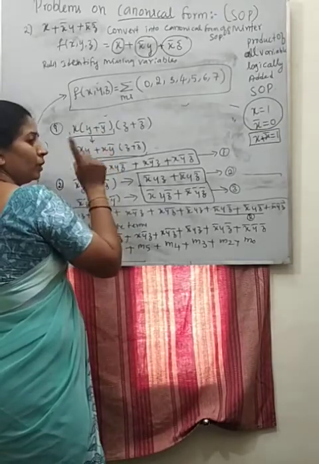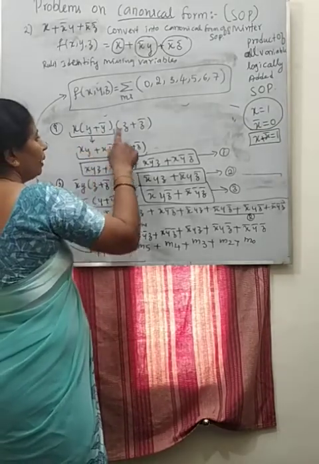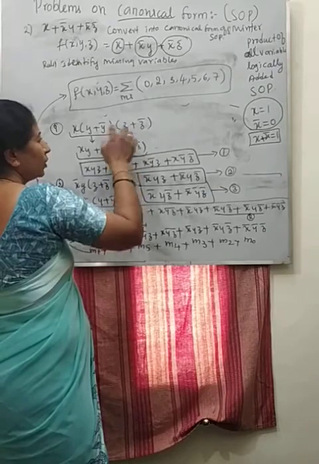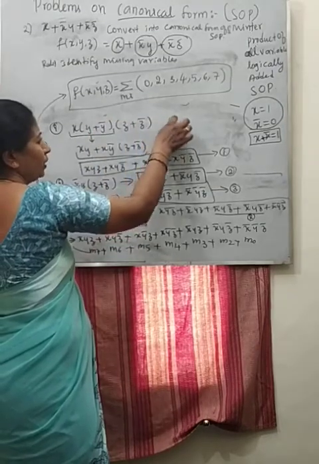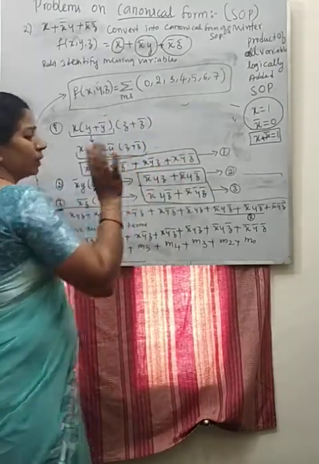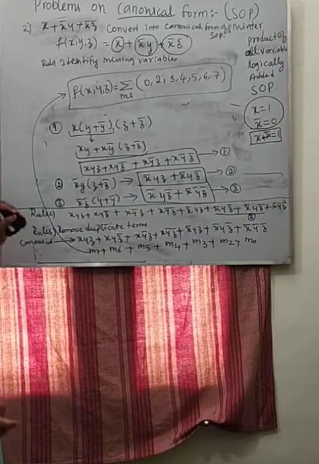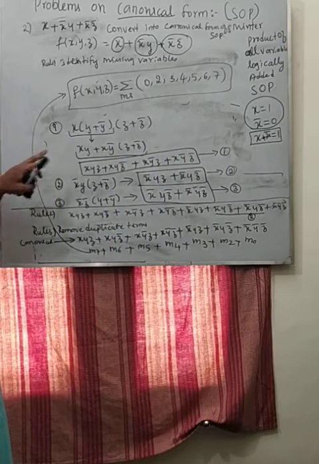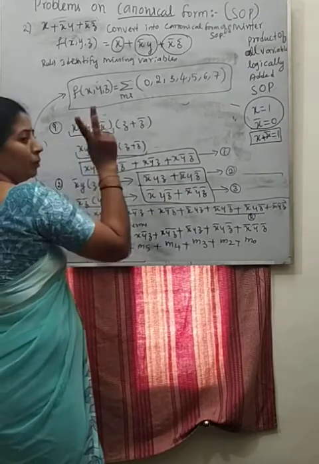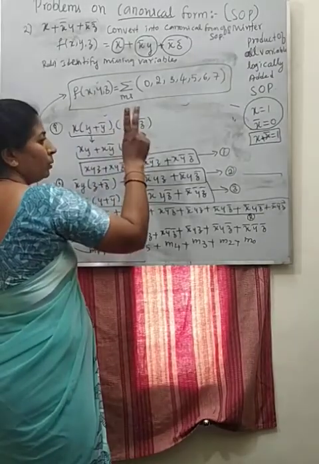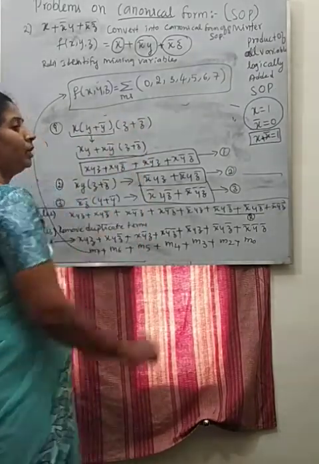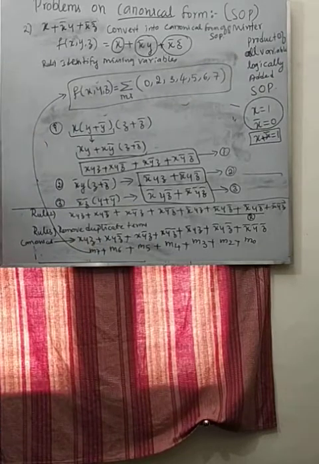For the y you will get 1 term, for the y complement you will get 1 term. So that 2 will be added to the z and z complement, and you will get 4 terms. Keep it in mind: if 2 variables are missing, we have written y and y complement, 2, and z and z complement, 2. That means totally how many terms do we need to get? 4 terms.